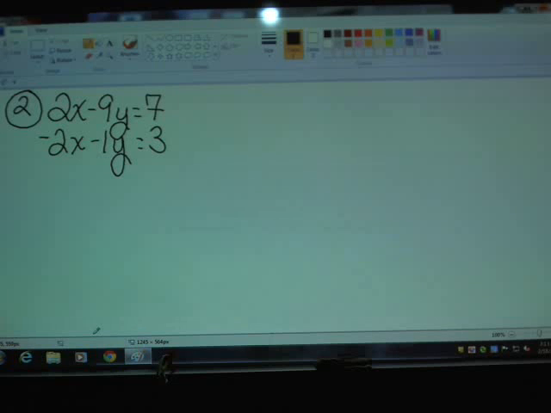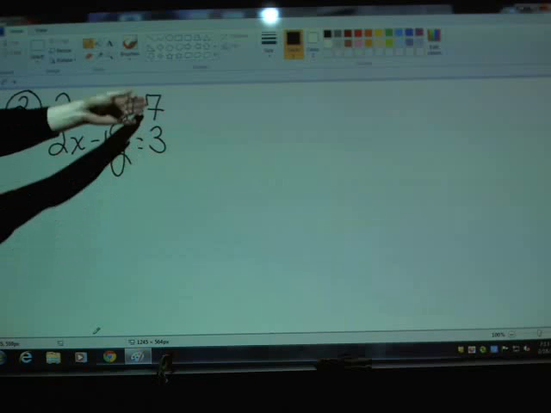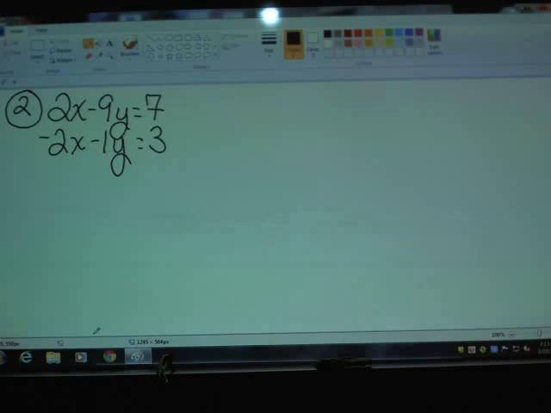Step 1 again says line up our equations and the terms in the equations. X's are lined up, y's are lined up, plain Jane numbers are lined up. So this works. That's the only way you can do this.